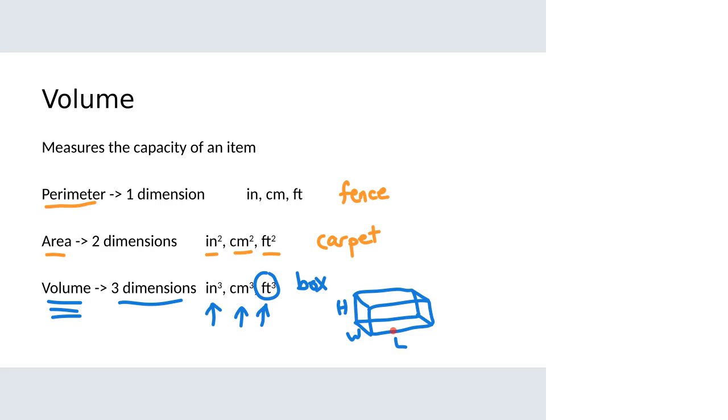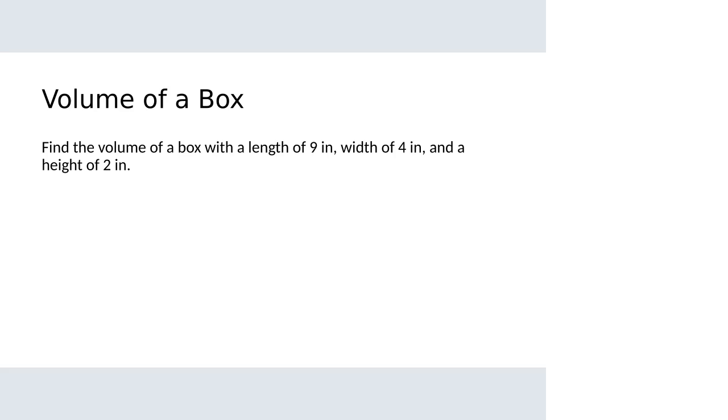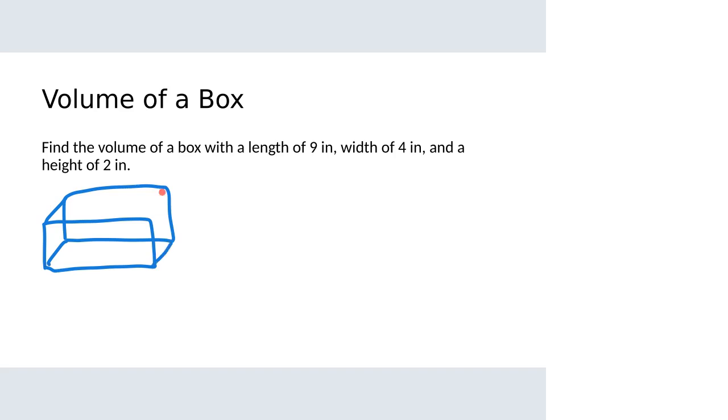Let's take a look at finding the volume of a box. Find the volume of a box with a length of 9, a width of 4, and a height of 2. You don't necessarily have to draw a picture for this, but I'm going to draw a box with a length of 9, a width of 4, and a height of 2. You can see there, my 2 looks like it's longer than my 4. That's okay. I wasn't trying to make a perfect picture here.